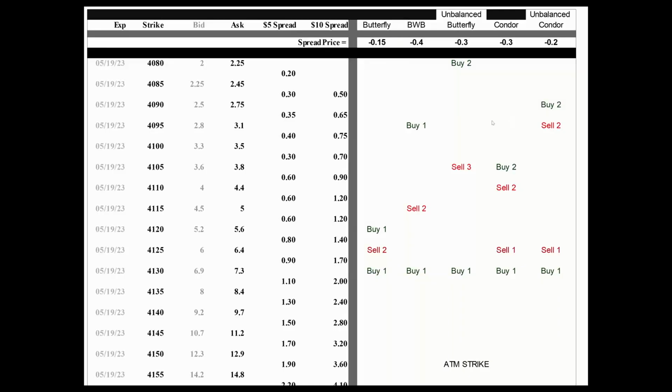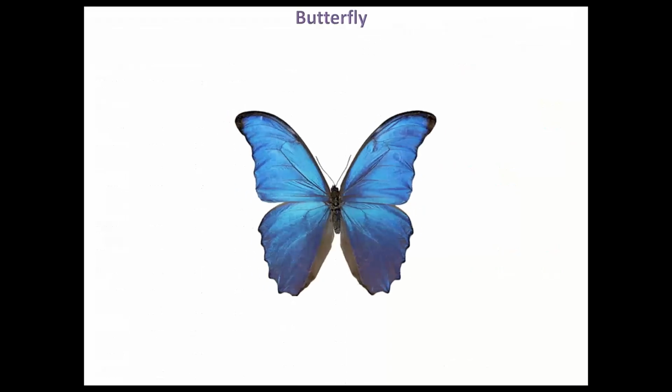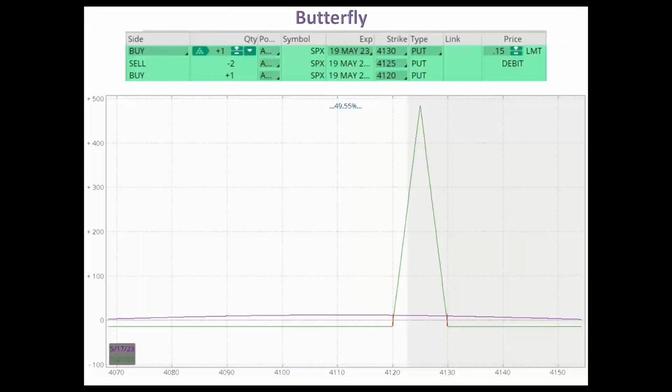Okay, now let's graph each one of these out, starting with the butterfly. Here's the butterfly for 15 cents. It's a simple little $5 wide butterfly. Two days to expiration. What do you think the odds are of the market closing at 41.25 on Friday?